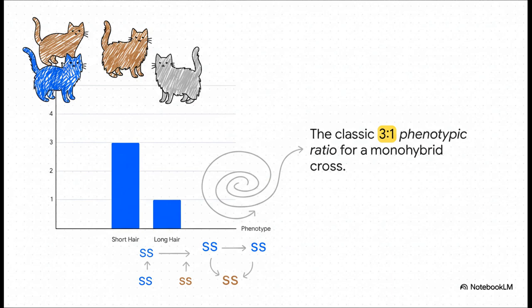And this chart illustrates the result perfectly. Remember, both the SS and the Ss genotypes give a short hair phenotype because that dominant S allele takes over. So we've got 3 boxes that result in short-haired kittens. Only that one little ss box gives us a long-haired cat. And that's how we get the classic 3-to-1 phenotypic ratio.